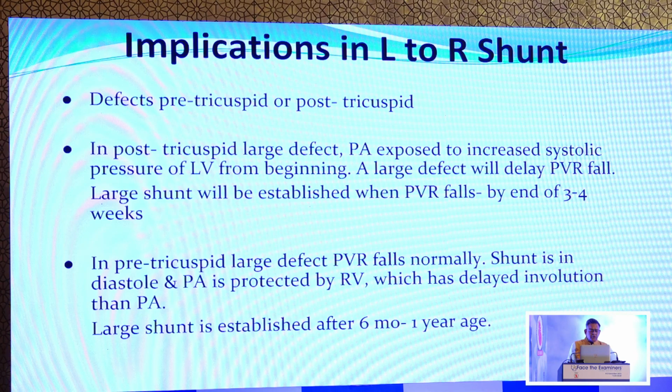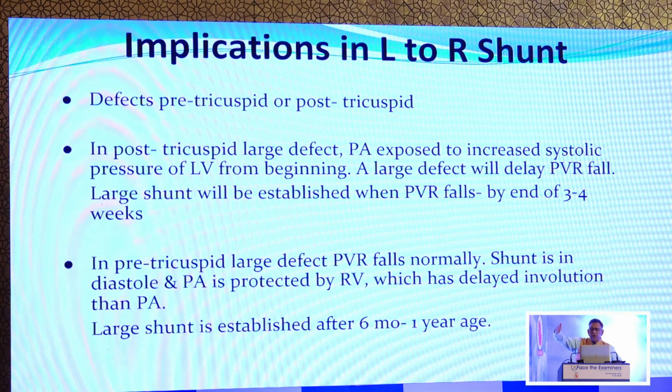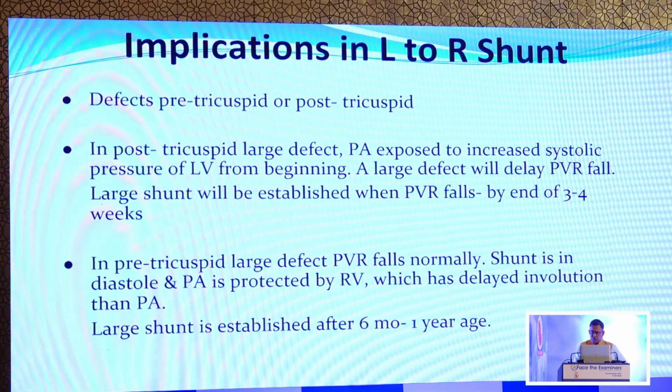So this is what we have talked about. In a post-tricuspid large defect, pulmonary arteries are exposed to the increased systolic pressure of the LV from the very beginning. A large defect will delay PVR fall. A large shunt will be established when PVR falls. And when it is falling, the lowest level comes by 3 to 4 weeks. But did you see, if the flow is increased, it will fall further, it will be delayed further. So you will have establishment of shunt even after 1 month or 1.5 months.